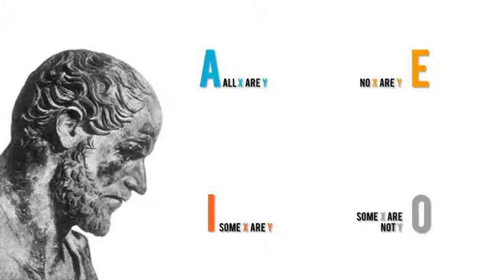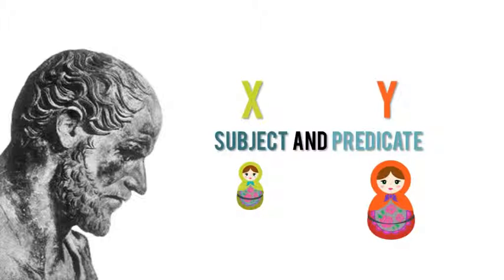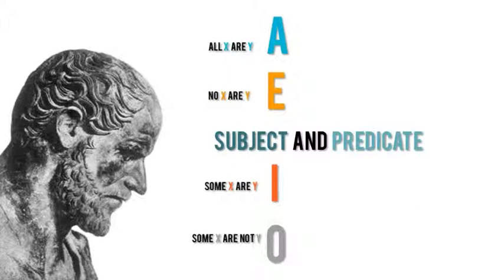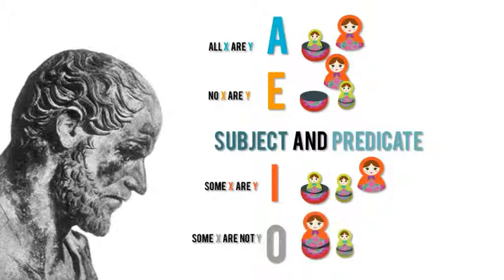Alright, so the first step is to realize that all statements, A, E, I, and O, share a similar structure, and that structure is just basic grammar. Every full sentence has a subject and a predicate. So in our example, let's make the green doll the subject and the red doll the predicate, and we'll also use the variables X and Y. Alright, so going down the list, all the green dolls are in the red dolls. That would be A. E would be none of the green dolls are in the red dolls. Okay? I would be some of the green dolls are in the red dolls, and O would be some of the green dolls are not in the red dolls.